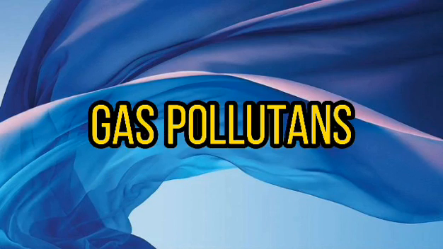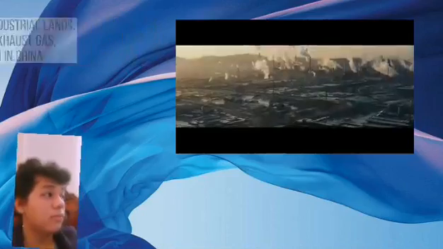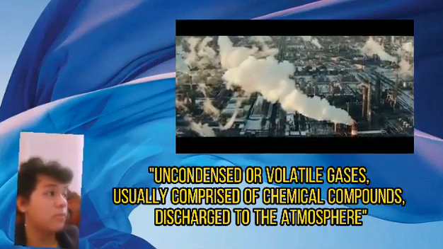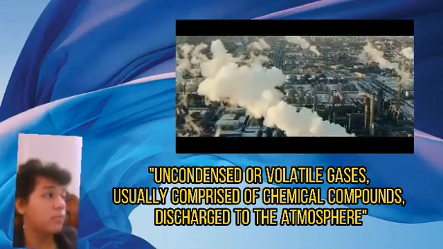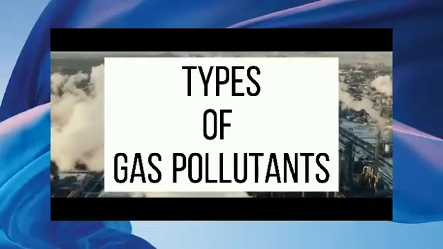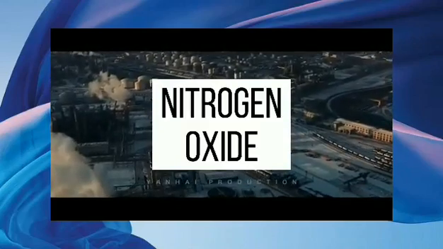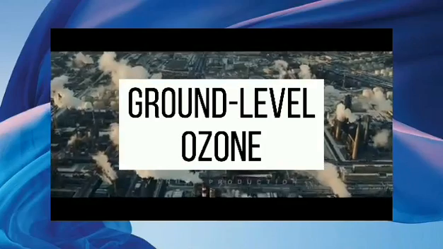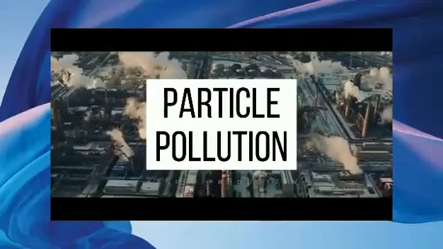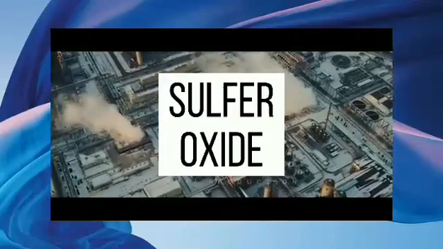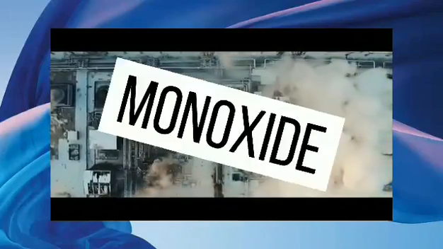I am here to talk to you about gas pollutants. Gas pollutants are defined as uncondensed or volatile gases, usually comprised of chemical compounds discharged to the atmosphere. There are 6 pollutants, which are carbon monoxide, lead, nitrogen oxides, ground level ozone, particle pollution, often referred to as particulate matter, and sulfur oxides. But for now, let's only talk about carbon monoxide.